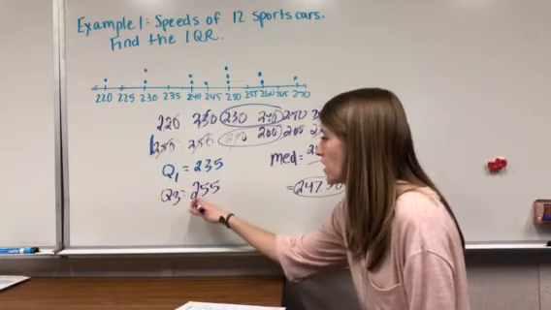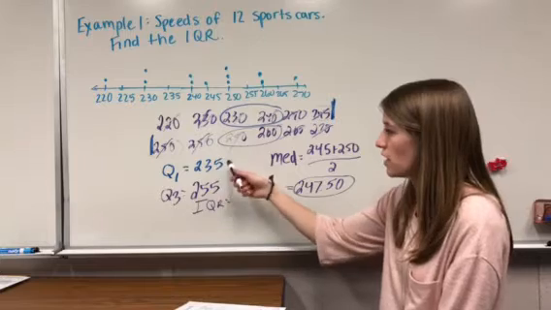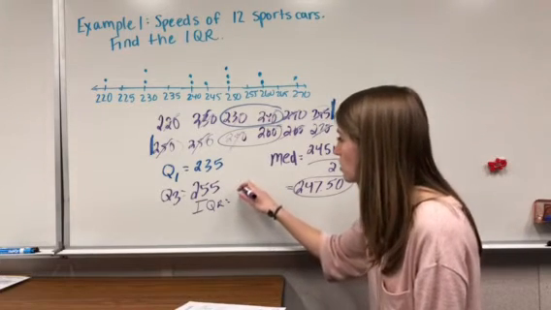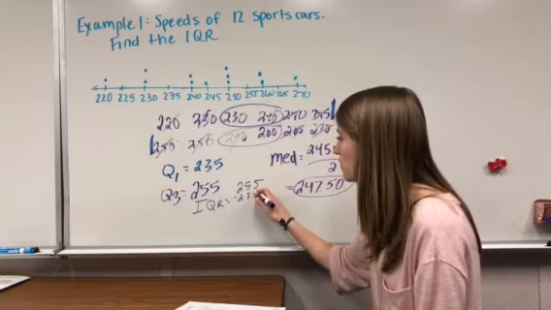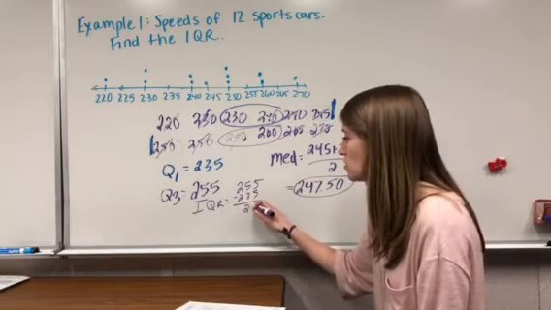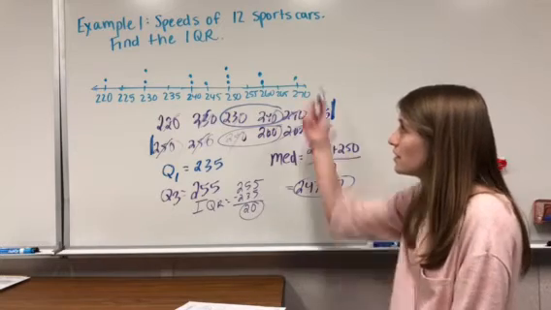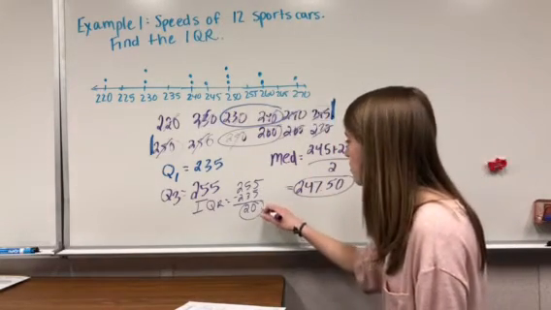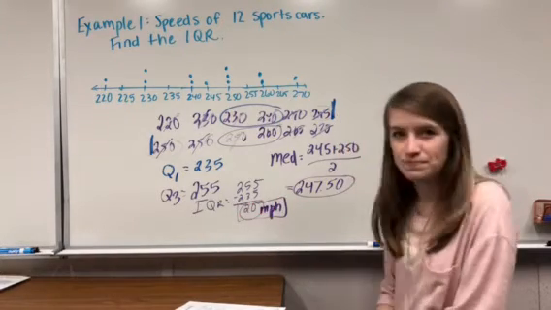In order to find our IQR then, we need to take the third quartile minus the first quartile. So in this case, what is 255 minus 235? 255 minus 235 is 20. My IQR is 20. Since these are all speeds, I know that my IQR is 20 miles per hour.